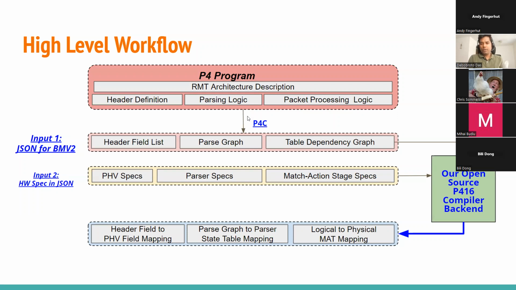The P4C will generate the intermediate representation. In the JSON based intermediate representation, you have the header field list, the parse graph, and the table dependency graph. Our compiler backend will take this intermediate representation and the hardware specification. Then it will compile and generate these three types of mapping.